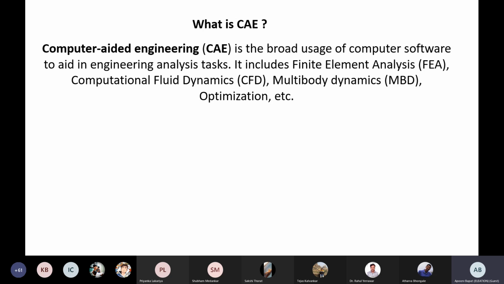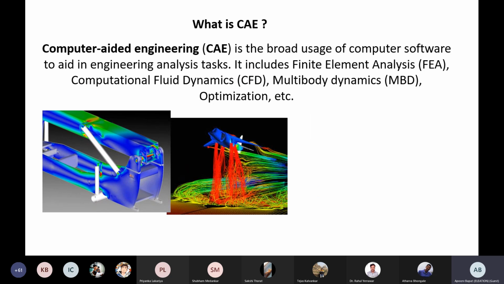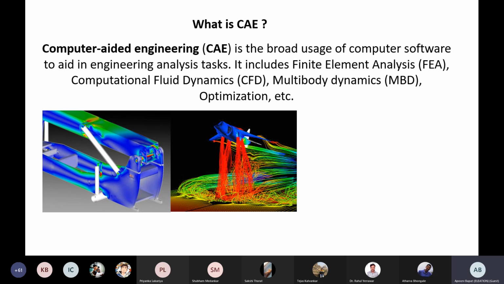So many people have heard about some terms like static analysis, thermal analysis, modal analysis, multi-body dynamics, dynamic analysis, CFD. All these are types of analysis which come under CAE. Means all these types of analysis you can perform using a software which you can use on a computer. That process is called CAE. So in CAE, you can do FEA or FEM, you can do CFD, you can do MBD.